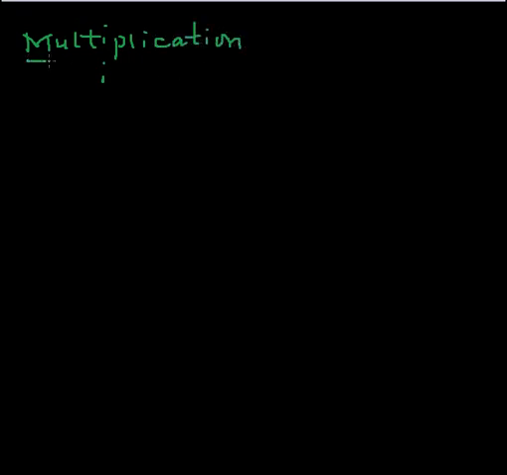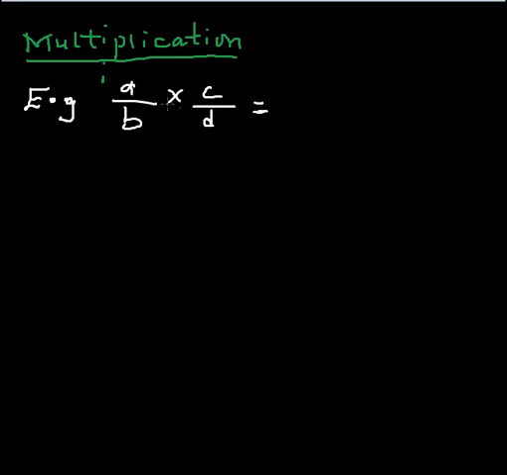To evaluate multiplication is very easy. You multiply numerator to numerator, denominator to denominator. For example, if I have A all over B times C all over D, I just need to multiply A times C to give AC, B times D to give BD. But let's look at it in a real example.